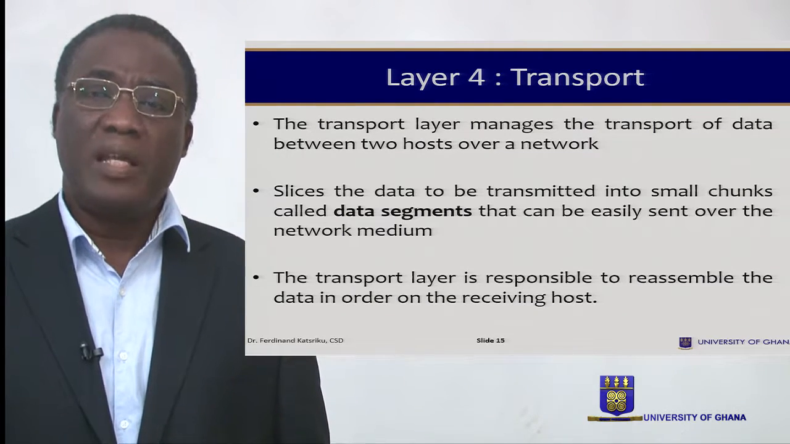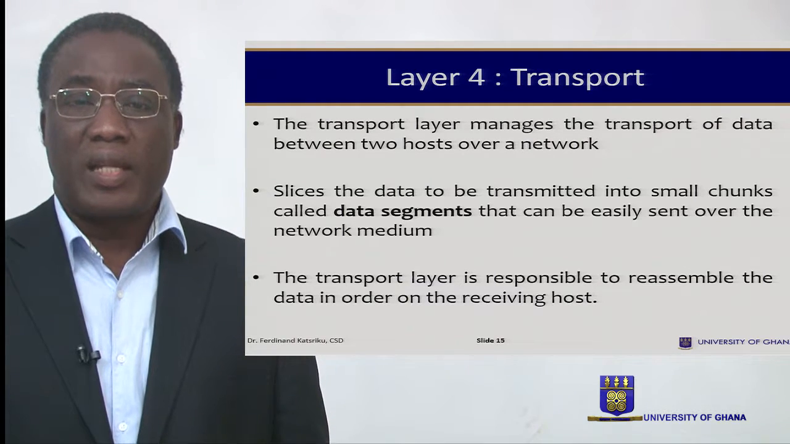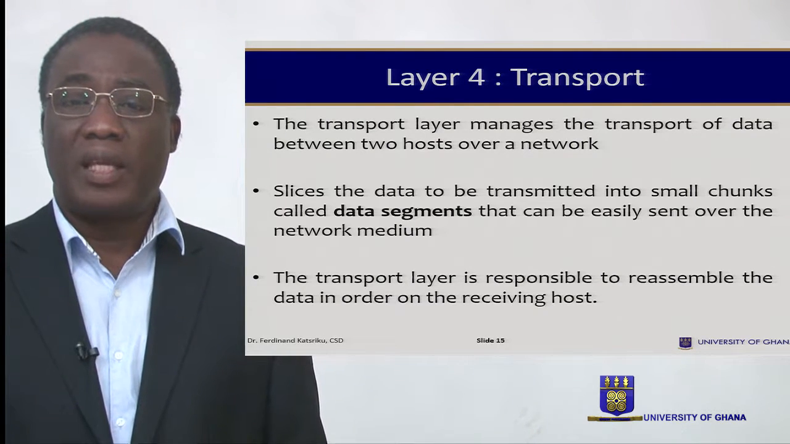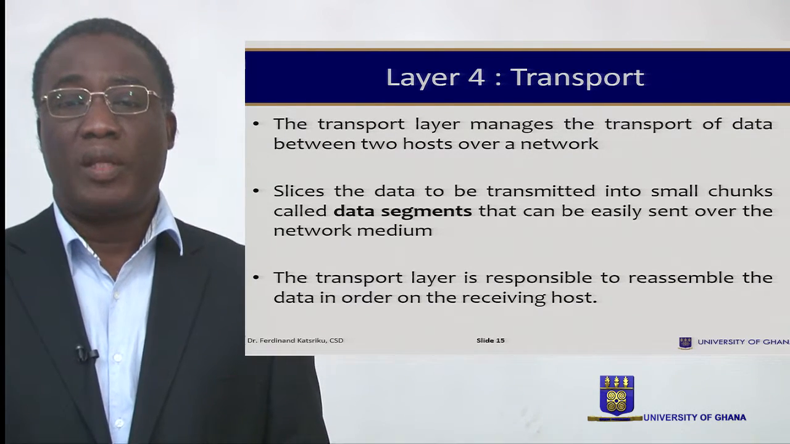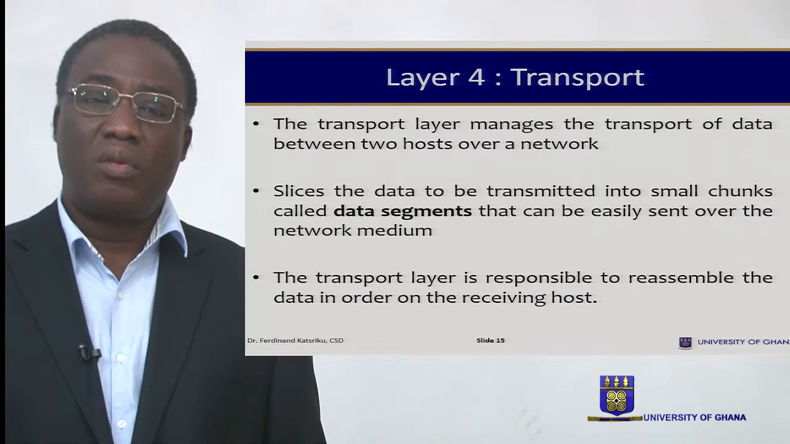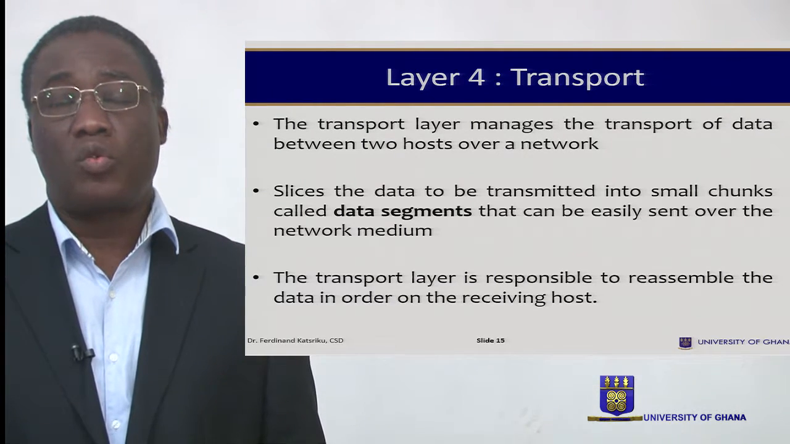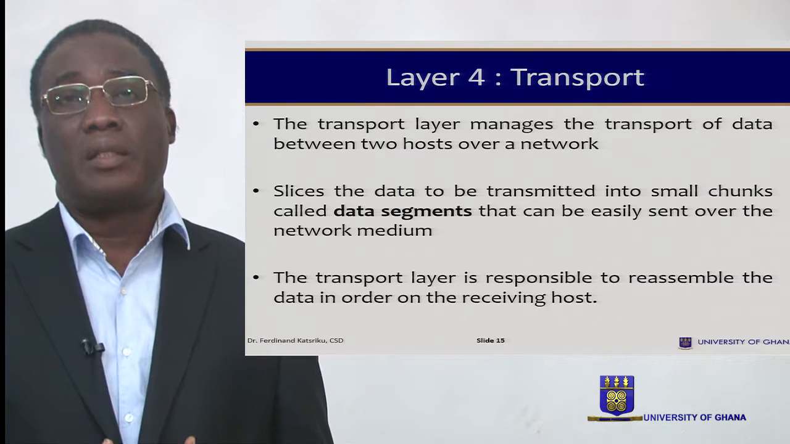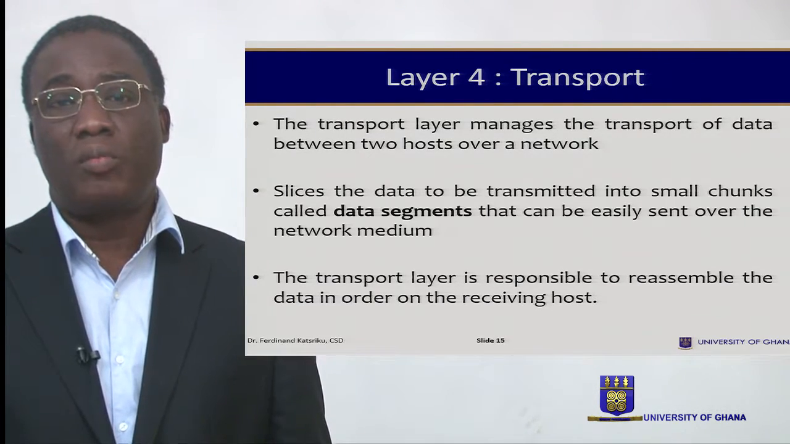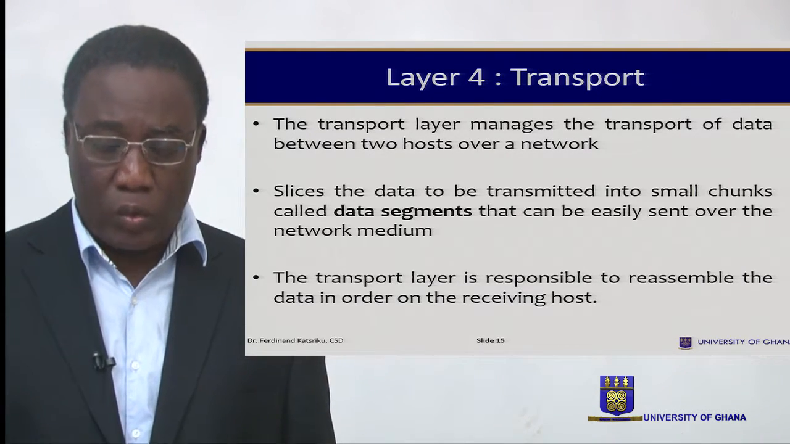The transport layer manages the transport of data between two hosts over a network. It slices the data to be transmitted into small chunks called data segments that can be easily sent over the network medium. The transport layer is responsible for reassembling the data in order on the receiving host as well. So this data is put into data segments, sent over the medium, and then the transport layer on the receiving host reassembles it in the order in which it should be.